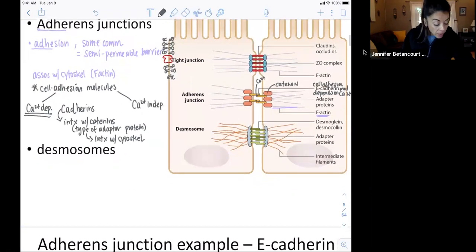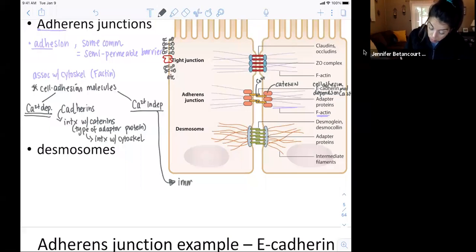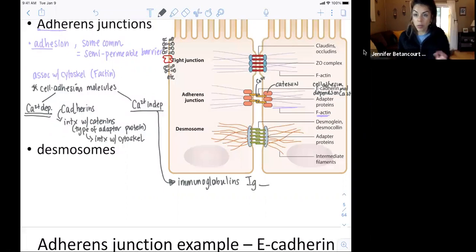Okay. And then the independent, I don't have room. The independent cell adhesion molecules, one example of these are your immunoglobulins, or your Ig whatever. So if you've been following this whole COVID vaccine situation, and they're talking about antibodies and your IgGs and your IgMs and so on, those are immunoglobulins. Immunoglobulin is the fancy way of saying antibodies.